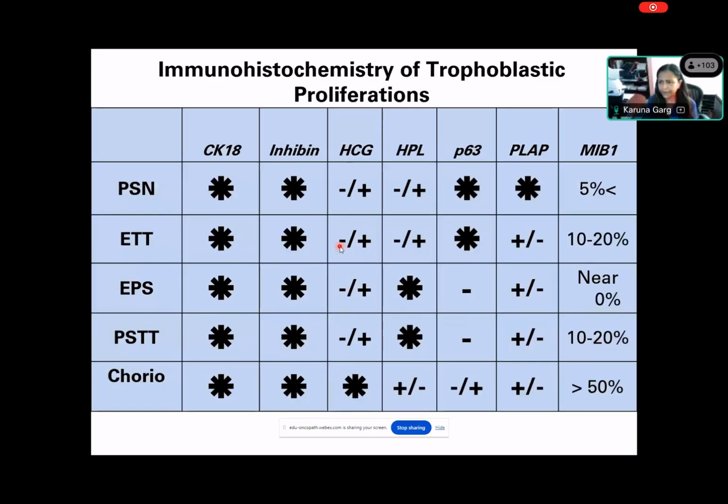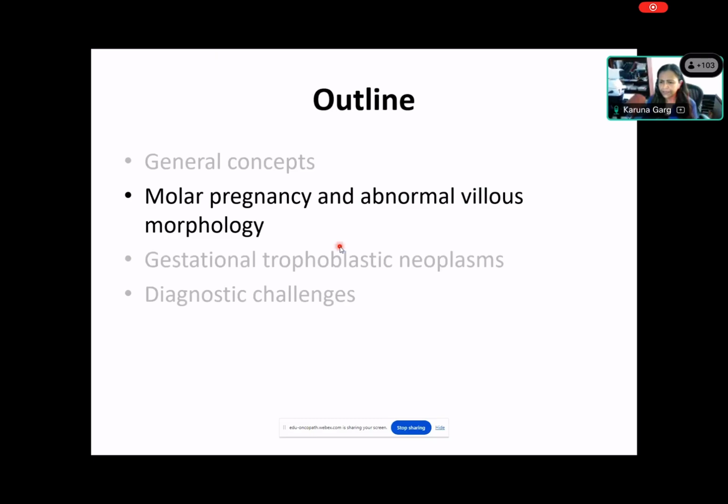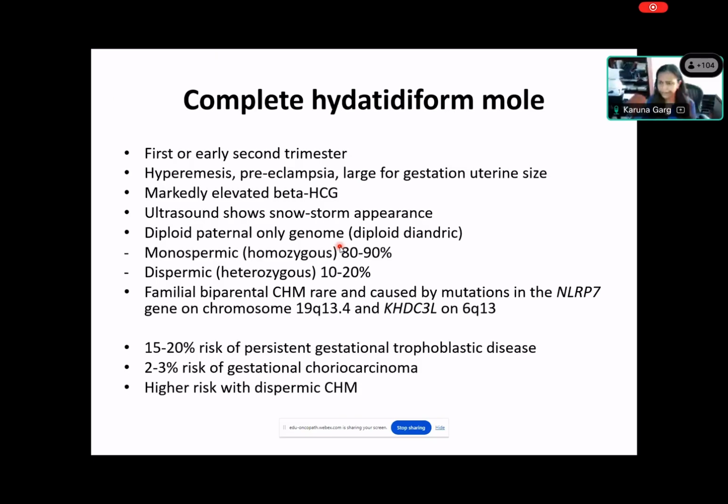This is a schematic of the immunohistochemistry. I'll leave that for you guys to look at later. We're not going to go into those details right now again. So let's go on and talk about molar pregnancy and abnormal villus morphology. This is something that you're likely to come across your desk pretty often.